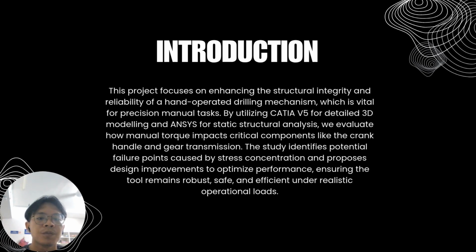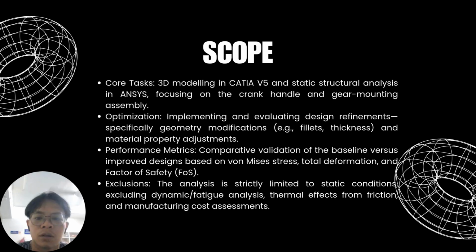In this project, CATIA V5 was used to construct the three-dimensional model, while ANSYS was used to simulate the loading condition and identify the critical stress region. The scope of this project covered the modeling, analysis, and structural evaluation of the manual hand drill. The main task involved developing a complete handle assembly in CATIA V5 and conducting static structural analysis using ANSYS.